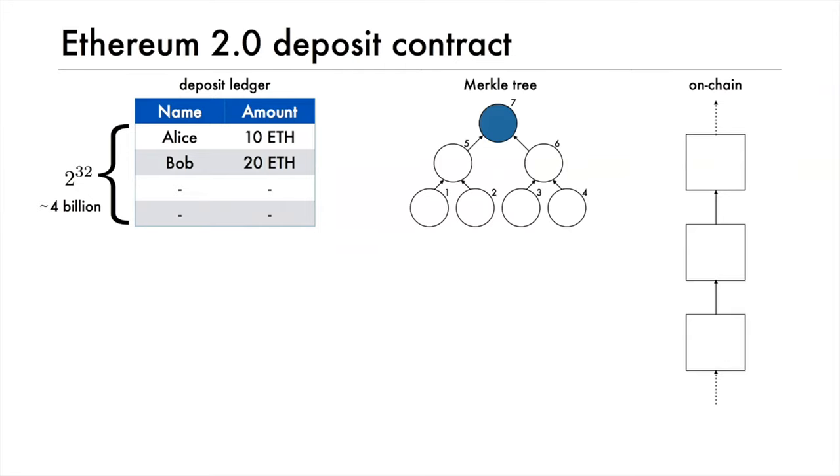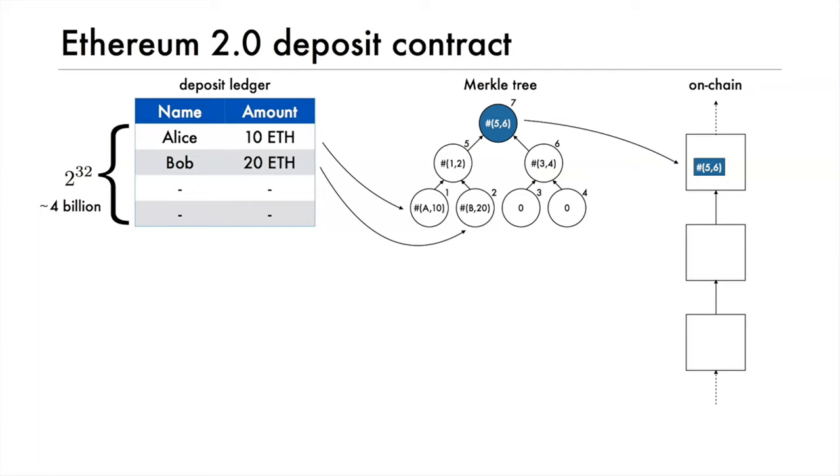A Merkle tree is a perfect binary tree, and its leaf nodes store the hash of each entry of the ledger, and the non-leaf node stores the hash of its two children. This way, you can construct a Merkle tree from the ledger, and the deposit contract stores the root hash of the Merkle tree on-chain.